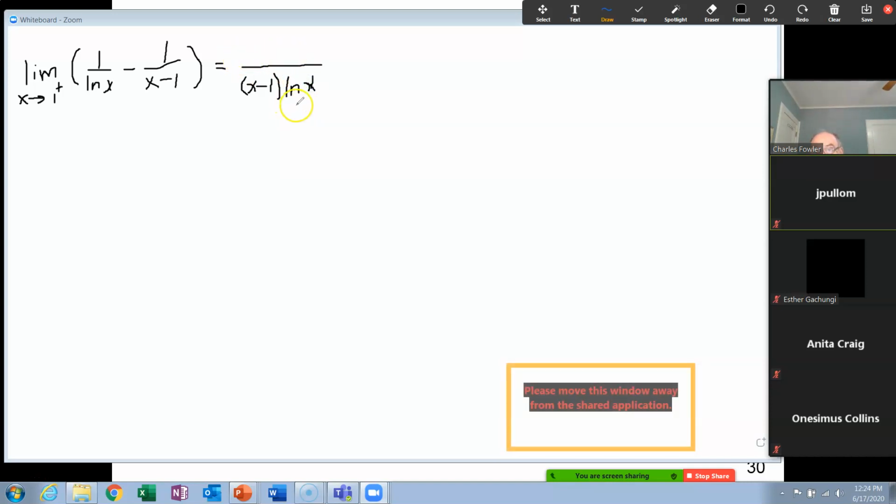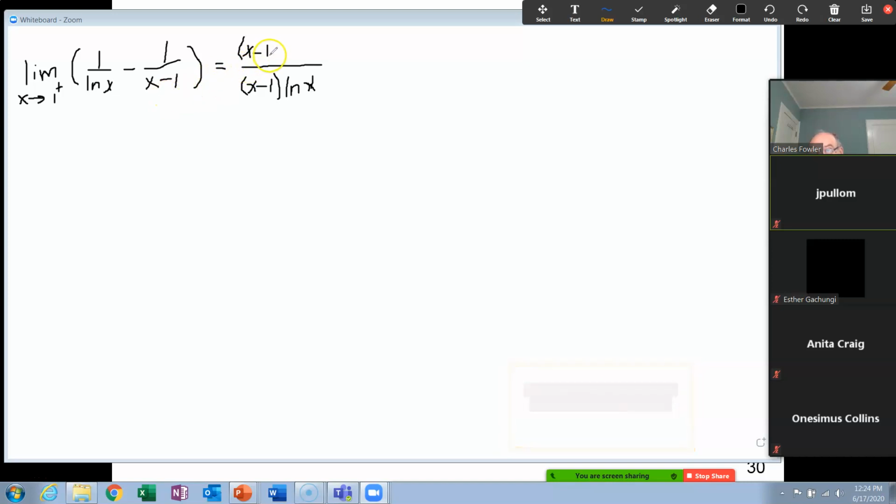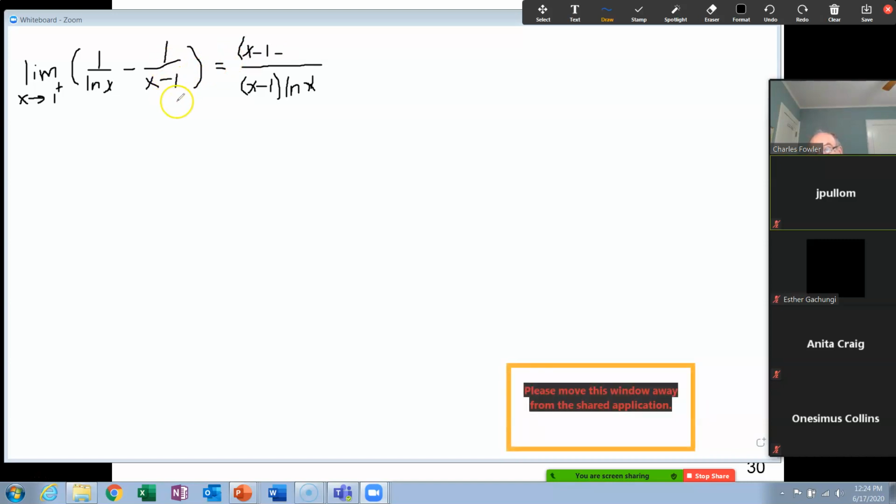Okay. Now, your first numerator here was a 1, but that was just over log x. If you're multiplying that log x by an x minus 1, you must multiply the numerator by an x minus 1. So that gives you an x minus 1 here in the numerator. Okay? Now, then you have a minus sign. Now this denominator, x minus 1, you had a 1 over it. If you multiply that denominator by log x, you multiply the numerator by log x as well. So that's minus a log x.